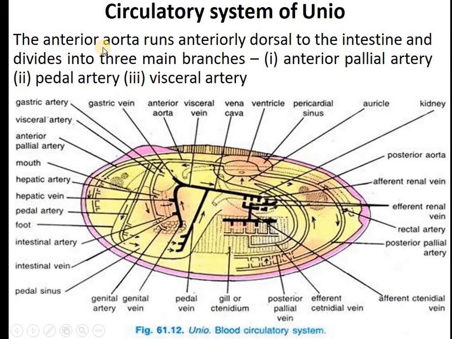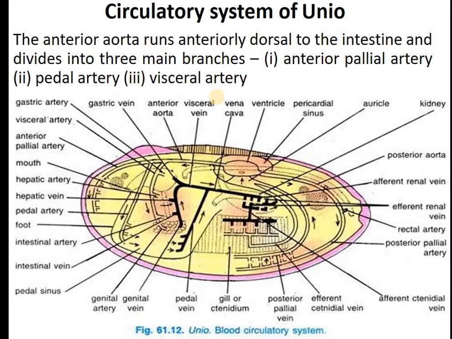See, the anterior aorta runs anteriorly, dorsal to the intestine, and divides into three main branches: anterior pallial artery, pedal artery, and visceral artery. The anterior pallial artery supplies the blood. The blood here is not purely oxygenated or deoxygenated, because this blood is almost mixed, since two auricles are there and one ventricle is there. So the anterior pallial artery, pedal artery and visceral artery are the branches of the anterior aorta.